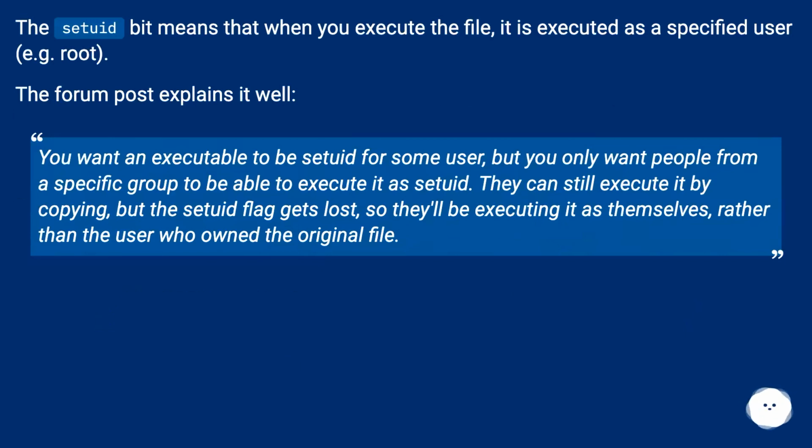The setuid bit means that when you execute the file, it is executed as a specified user, e.g. root. The forum post explains it well. You want an executable to be setuid for some user, but you only want people from a specific group to be able to execute it as setuid. They can still execute it by copying, but the setuid flag gets lost, so they'll be executing it as themselves, rather than the user who owned the original file.